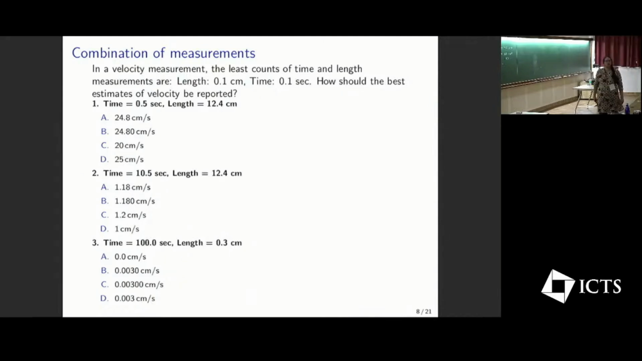That has, you're absolutely right, yeah. That has actually 3 significant figures. That's right. You are right. Thanks for pointing that out. So then what's the answer?